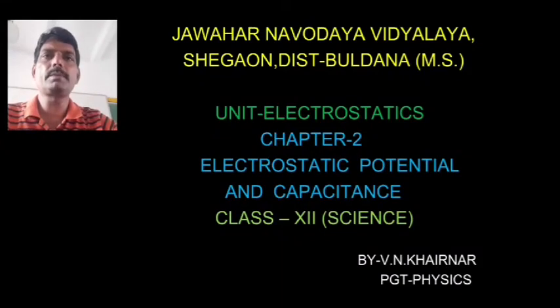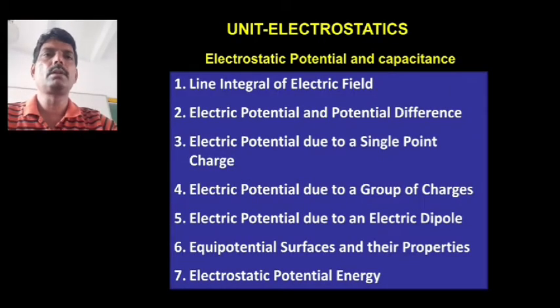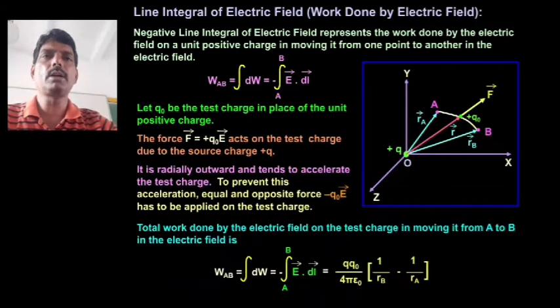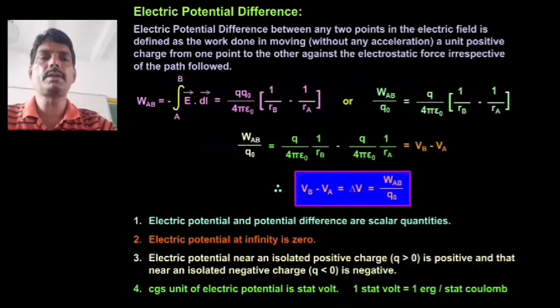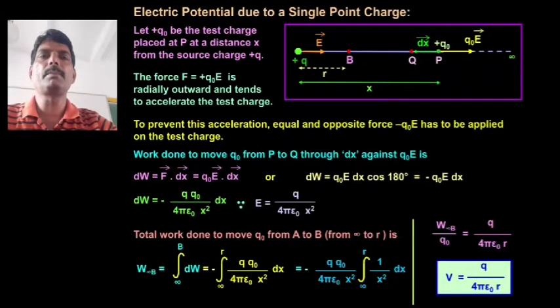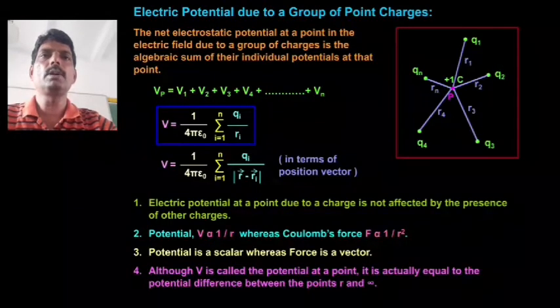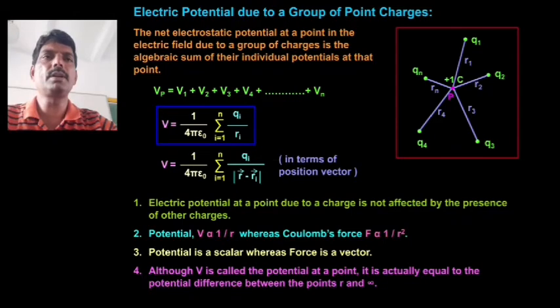Now in this second chapter of electrostatics, that is electrostatic potential and capacitance, we have discussed the line integral of electric field, then electric potential difference, and electric potential due to a single point charge. Now we will proceed to the electric potential due to a group of point charges.